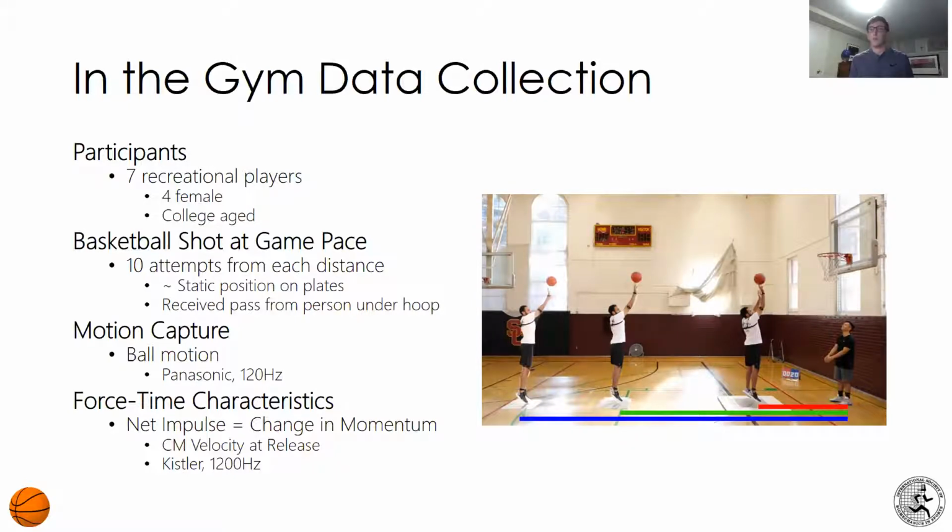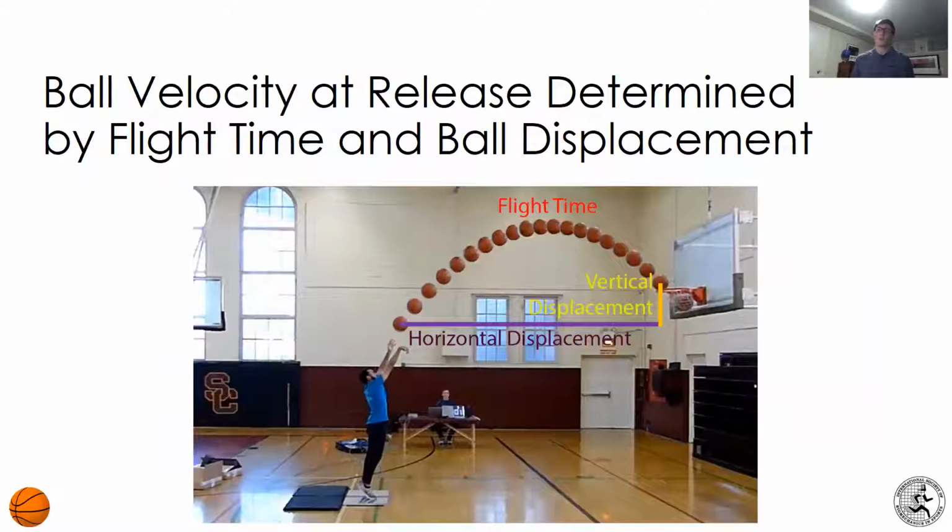We used a video camera to track the motion of the basketball, and we used the net impulse equals change in momentum theorem to calculate the center of mass velocity at release. We used horizontal displacement and vertical displacement of the ball from release to the frame when it just entered the rim, and its flight time, to then determine the ball velocity at release.